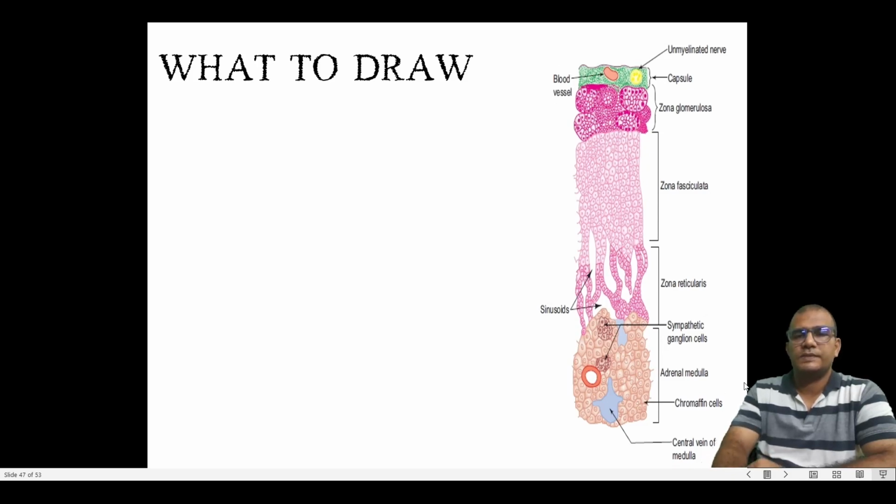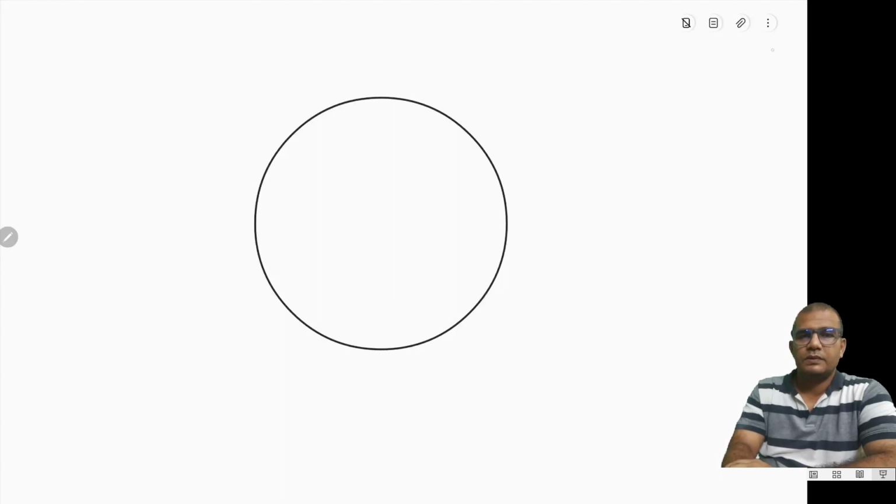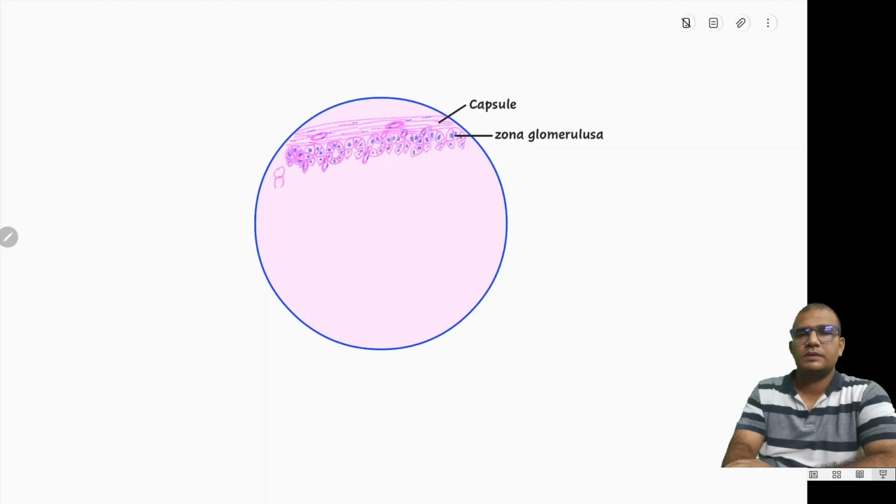the next frames. Let us start with drawing the capsule. We will draw capsule first. Beneath the capsule, we will show presence of circular clusters of the cells or arched clusters of the cells, which is our zona glomerulosa, presence of glomeruli, the secretory cells. So these are clusters of the cells, arched clusters, zona glomerulosa, and we will show some sinusoids or fenestrated capillaries also. Now, in the next frame, we will show presence of cords of the regular cords.